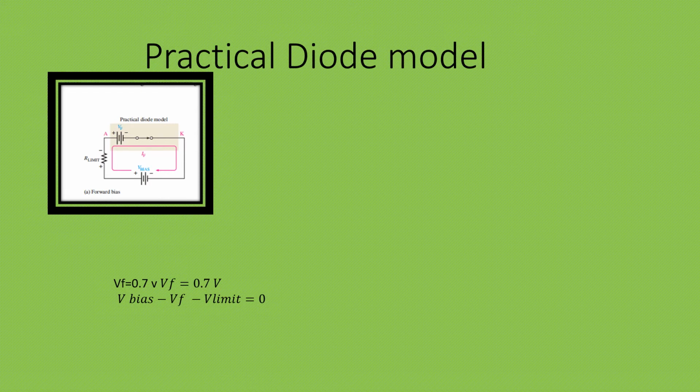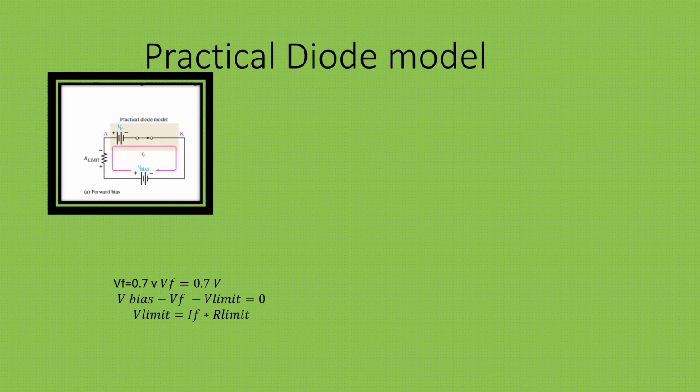Then by applying Kirchhoff's voltage law in this network, we obtain this particular voltage relation: V bias minus the forward bias voltage of the diode minus the limiting voltage is equal to 0. So we have to obtain the voltage across this limiting resistor so that we can control the current flow in the forward direction. The limiting voltage is nothing but the forward current into the limiting resistance.